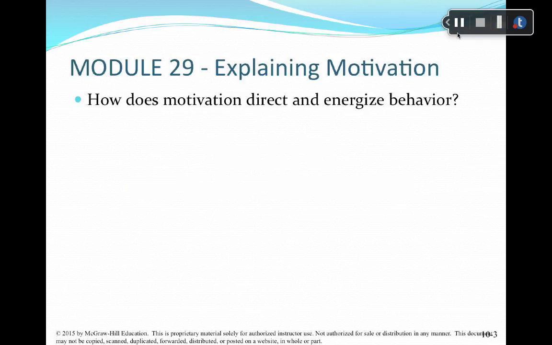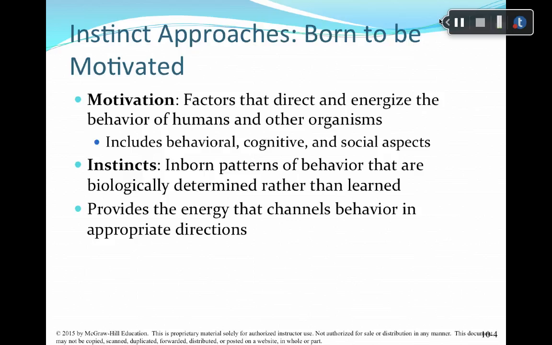So we're going to look at how motivation directs and energizes behavior. When we think about motivation, we need to do some definitions. First is, what is motivation? That can be defined as factors that direct and energize the behavior of humans and other organisms. And this can include behavioral, cognitive, and social aspects. So the framework behind what the motivational factors are.